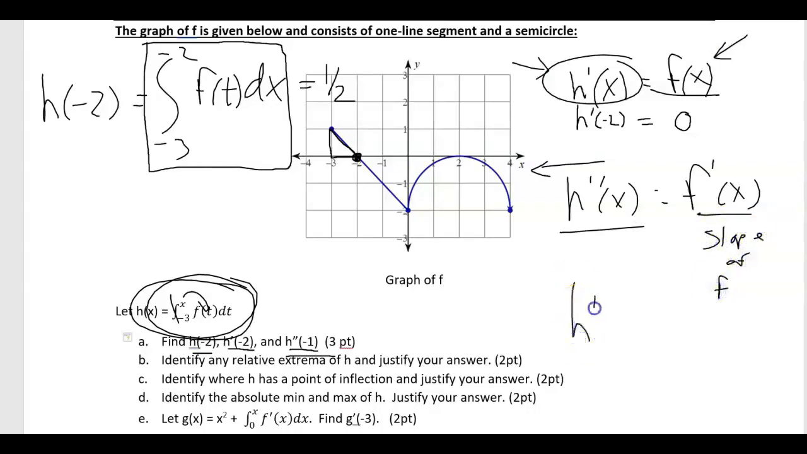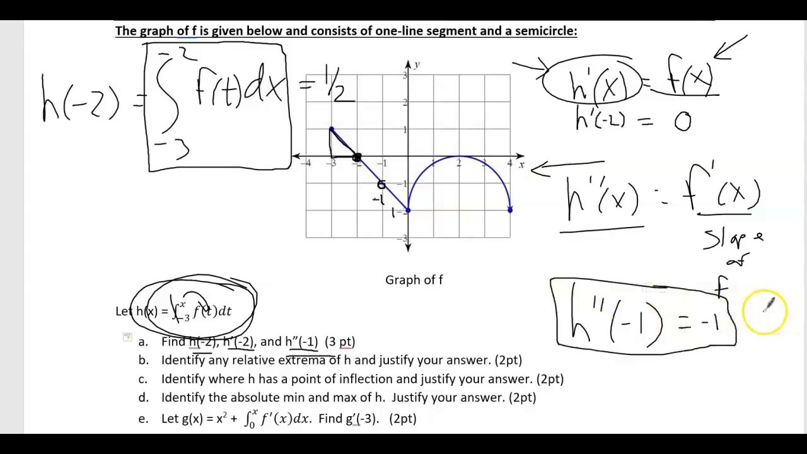If they're asking me for h double prime of negative 1, what they're really asking is: what is the slope of the line on that graph at negative 1? Negative 1 is right here, and we're on this straight line. We can calculate the slope by looking at the rise and run. It's down 1 over 1. Down 1 is my rise, right 1 is my run, so rise over run is negative 1 over 1, which is negative 1. And so there are your 3 parts of part A.